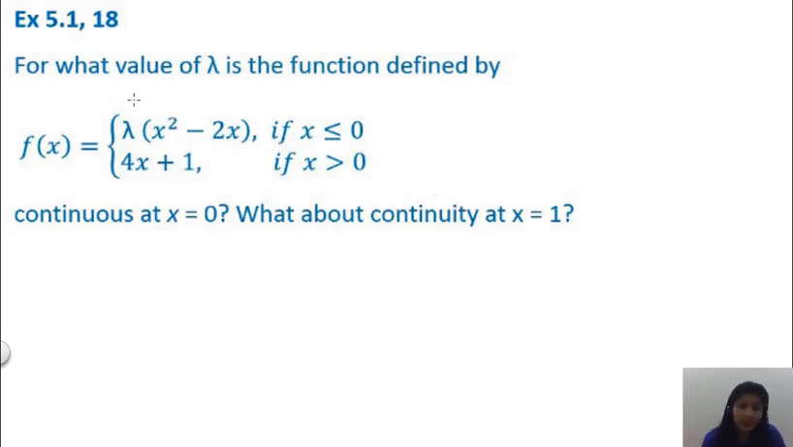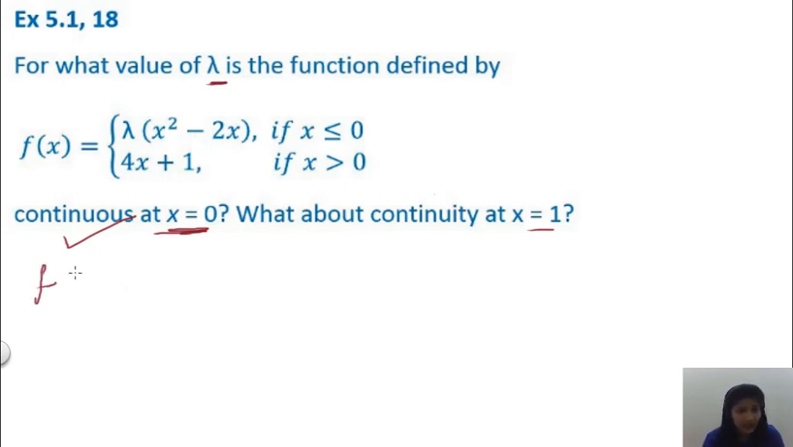In this question, they are asking for what value of lambda the function defined by f of x equals lambda into x square minus 2x when x is less than or equal to 0, and 4x plus 1 when x is greater than 0, is continuous at x equals 0, and we also have to check the continuity of the function at x equals 1. So let us complete the first part. Here they are asking the value of lambda for which this will be continuous.